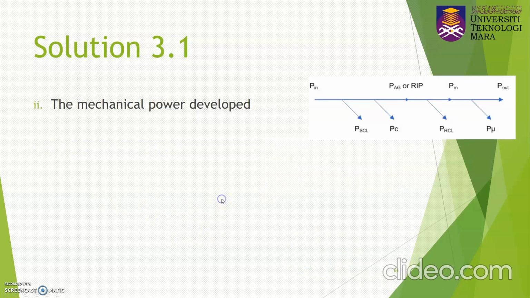Alright, next for the mechanical power developed, you are going to calculate the PM here. You can use the formula PM is equal to (1 minus S) multiplied with P air gap. Just now in the previous slide, you know P air gap is equal to 33.8 K. And the 1 minus S, 1 minus 0.053, multiplied with 33.8 K. So you are getting the mechanical power developed is equal to 32 kilowatt.